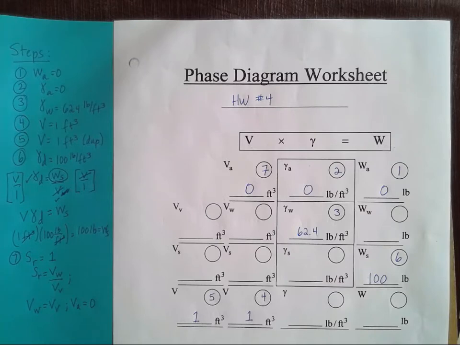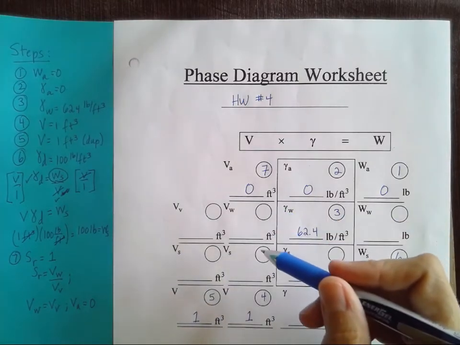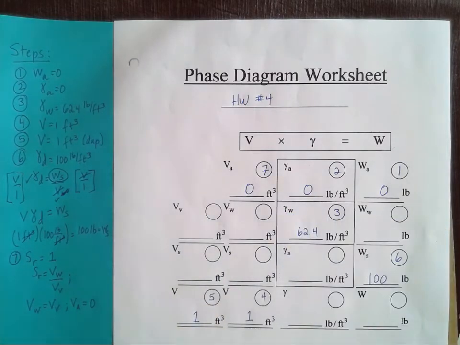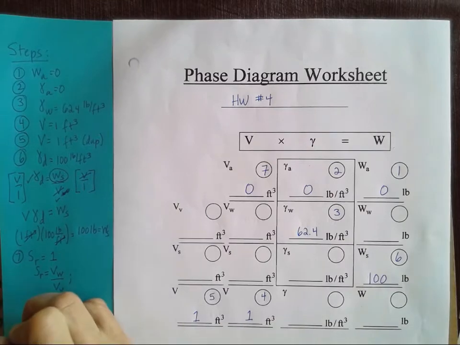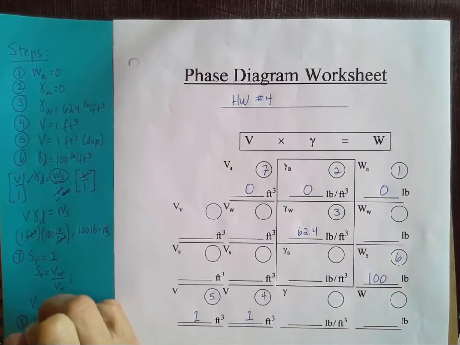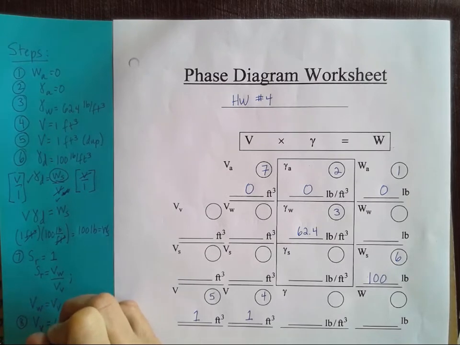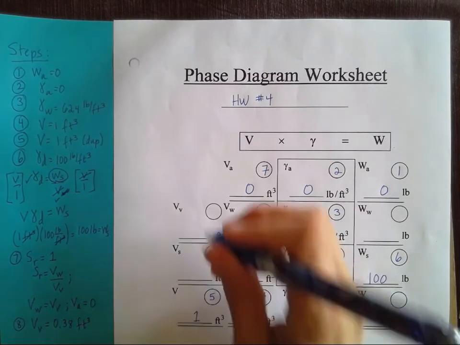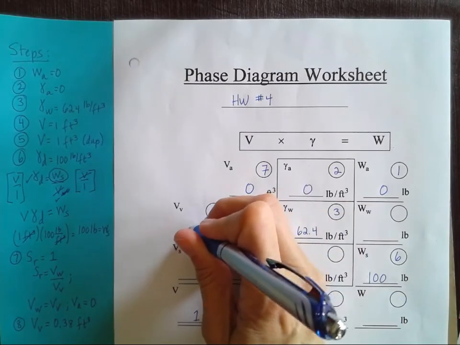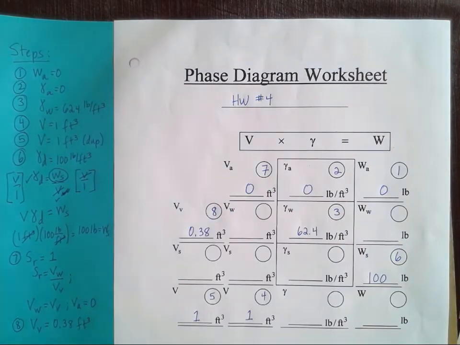Let's try to figure out the volume of the water. Well, actually no, let's do the volume of the voids, because that was actually given to us. The volume of the voids was given to us as 0.38 cubic feet. And you might have had that as an earlier step. That's fine. But here it is, number 8, and that's 0.38.